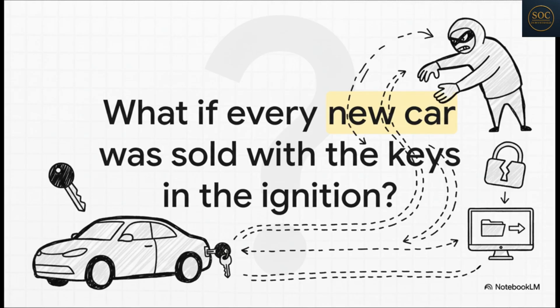Imagine you just bought a brand new car. It shows up in your driveway, it's perfect, it's shiny, but the keys are already in the ignition and the doors are unlocked. I mean, it's basically just begging for someone to hop in and take off. That sounds completely nuts, right? Well, what if I told you that this exact same thing happens every single day in the digital world?